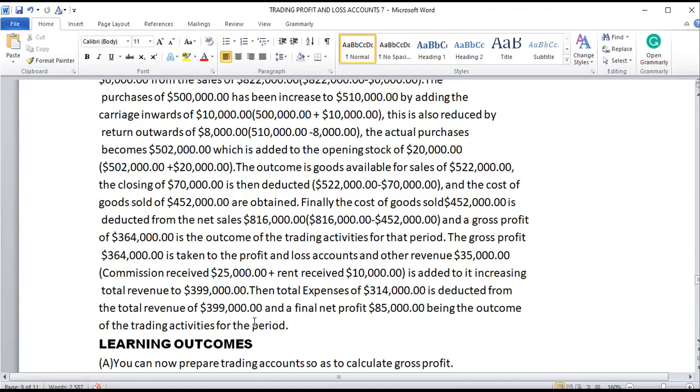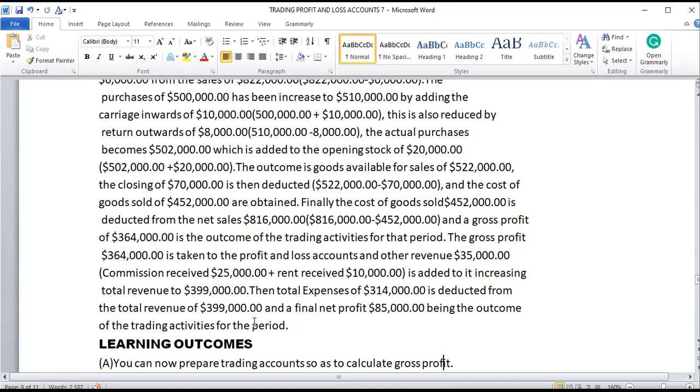And please, if you are an accountant and you cannot prepare a trading profit and loss account, even if you are a chartered accountant, any organization that employs you will definitely sack you. Trading profit and loss account is one of the most important subjects in accounting, because every business person, at the end of the month or the end of the year, wants to know whether they made a profit or loss, because the main purpose of establishing a business is to make profit.